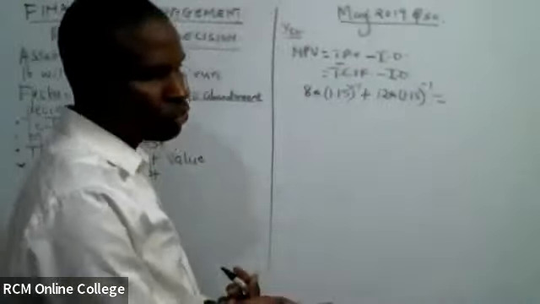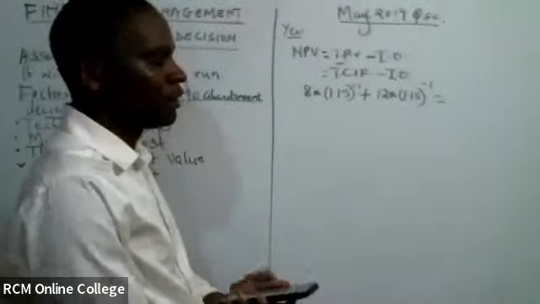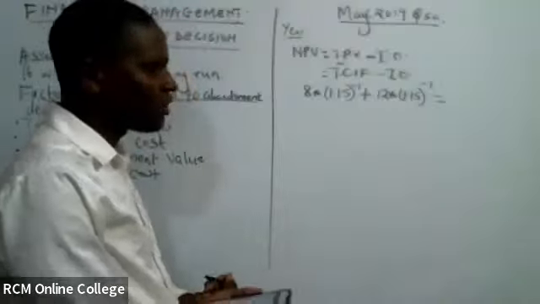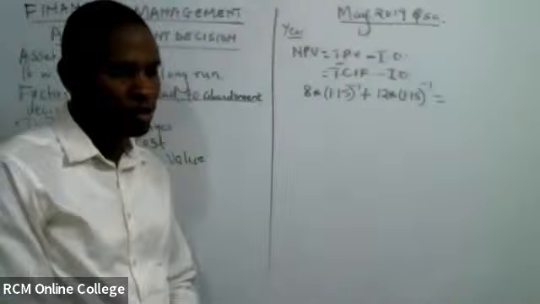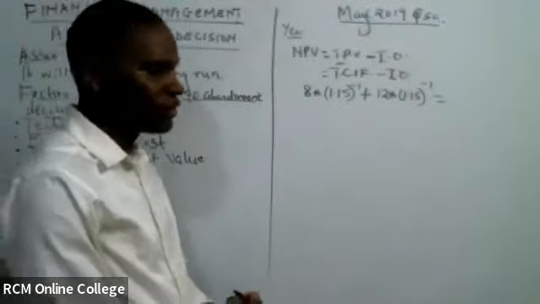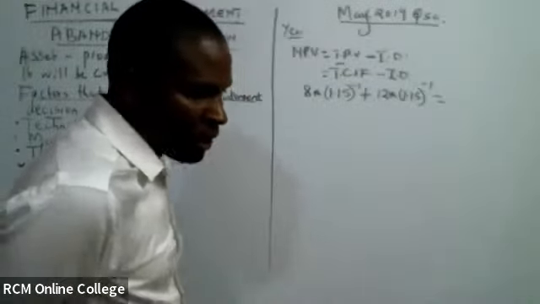Can you give me the total year 1 inflow? That is the cash inflow for year 1. If you add the two, how much shall we get? How much shall we get?